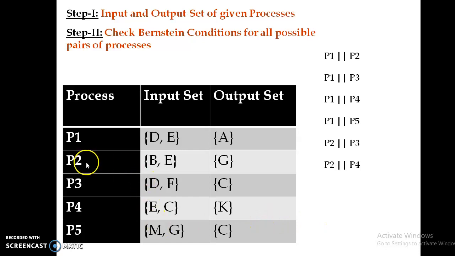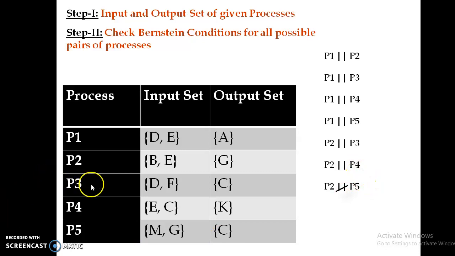Now we will check P2 with P5. Input set of P2 and output set of P5, there is no common element. Input set of P5 and output set of P2, there is one common element, that is G. So the second condition gets false and P2 and P5 can't execute in parallel.